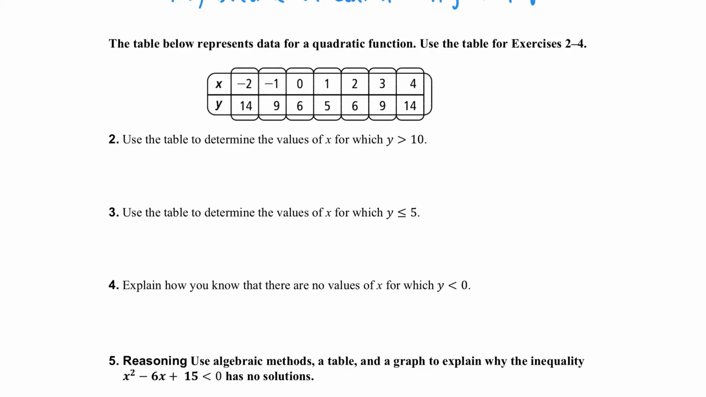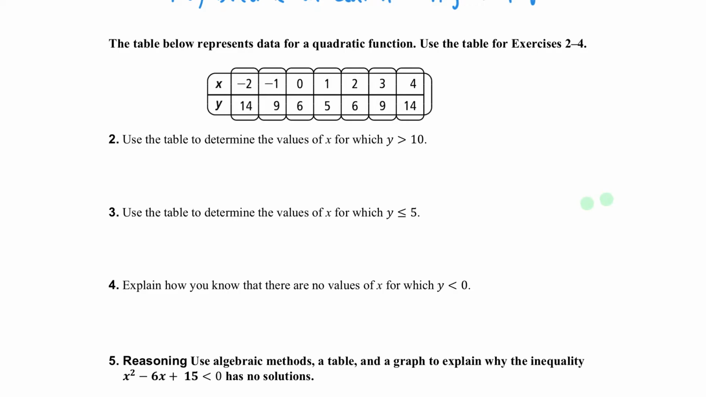So we're going to use this table for 2, 3, and 4, and we're going to go ahead and answer these questions to the best that we can using our table. And what I'm going to do for number 2 is I'm just going to list the x values. It says use the table to determine the values of x. In other words, you have to find x when y is greater than 10. And what I'm going to do is I'm just going to highlight those values that are greater than 10.